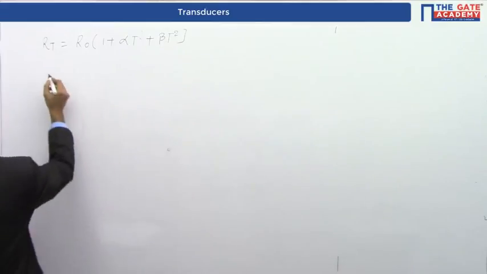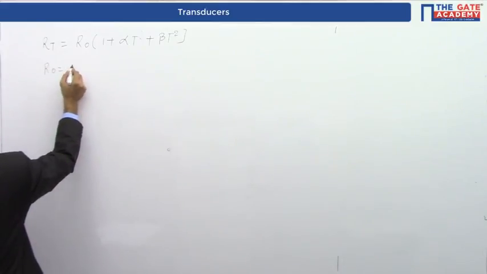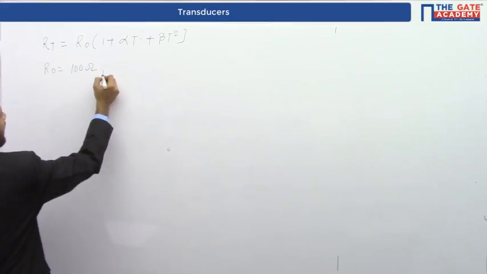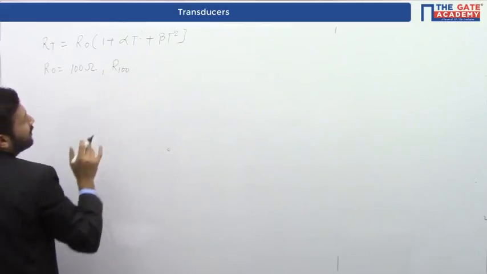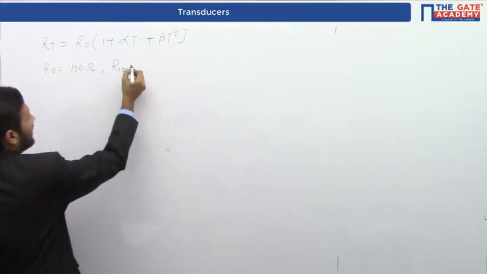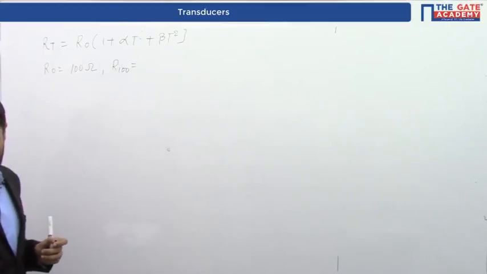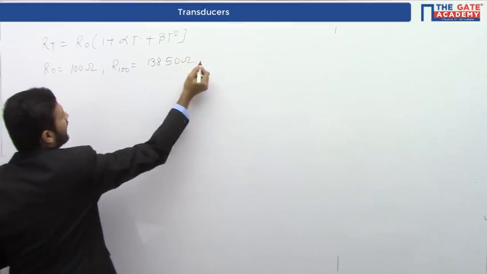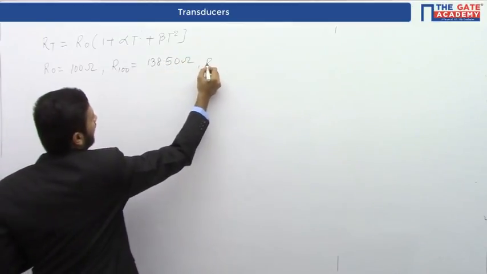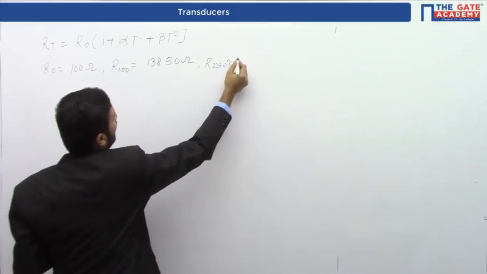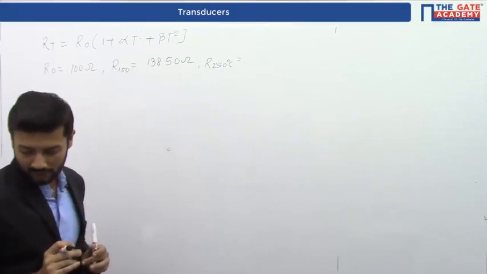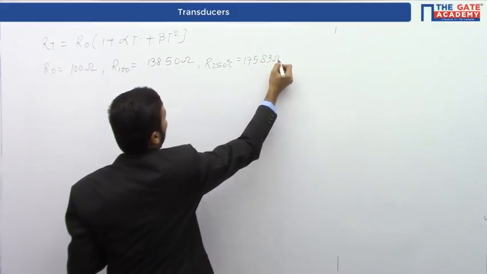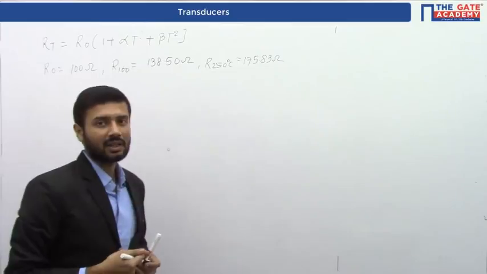The resistance at particular temperatures is also given in the question. So R naught is given as 100 ohm. R100, meaning resistance at 100 degree C, is given as 138.50 ohm, and R250 degree C is also given as 175.83 ohm. It is already given in the question.